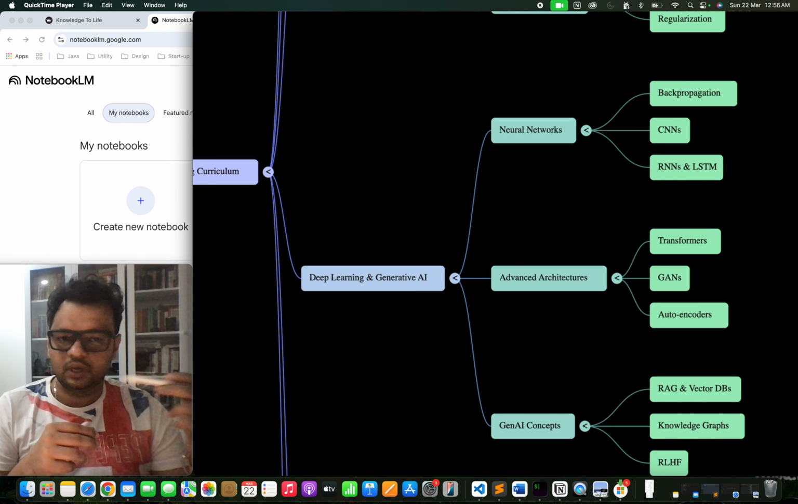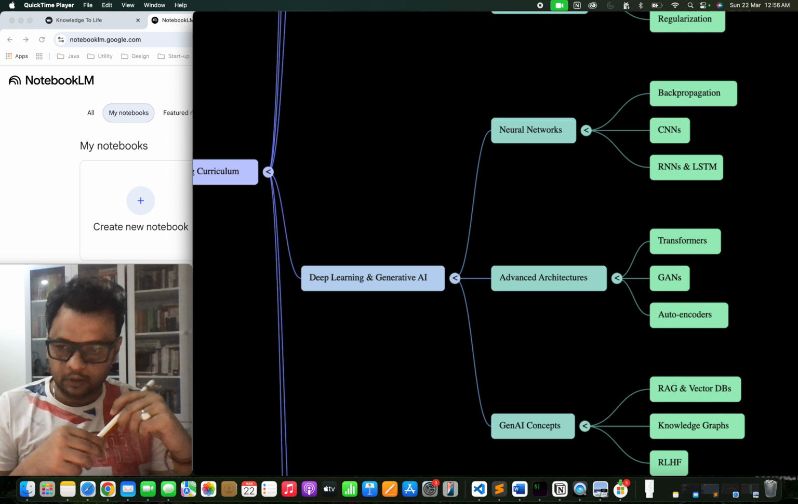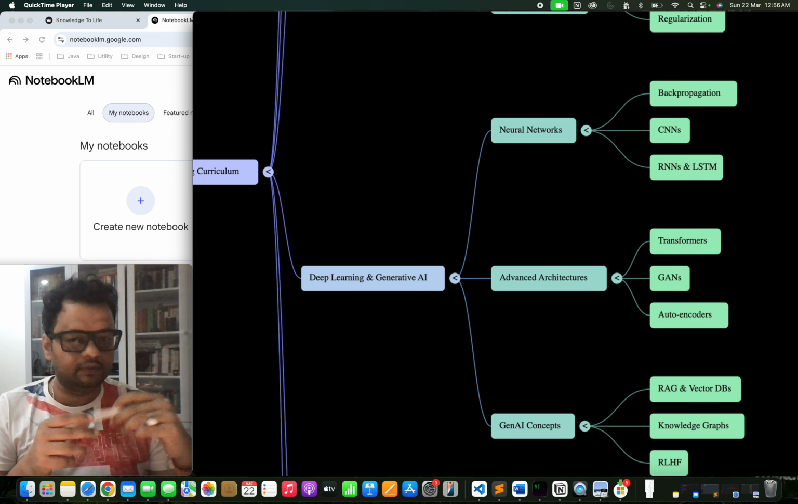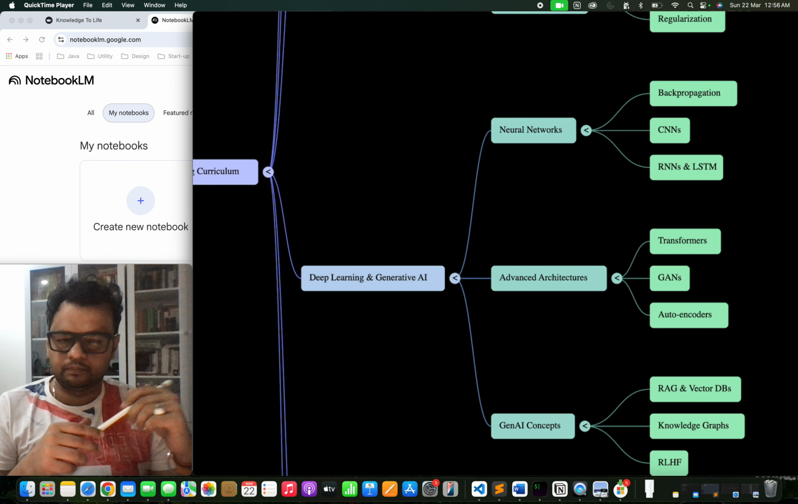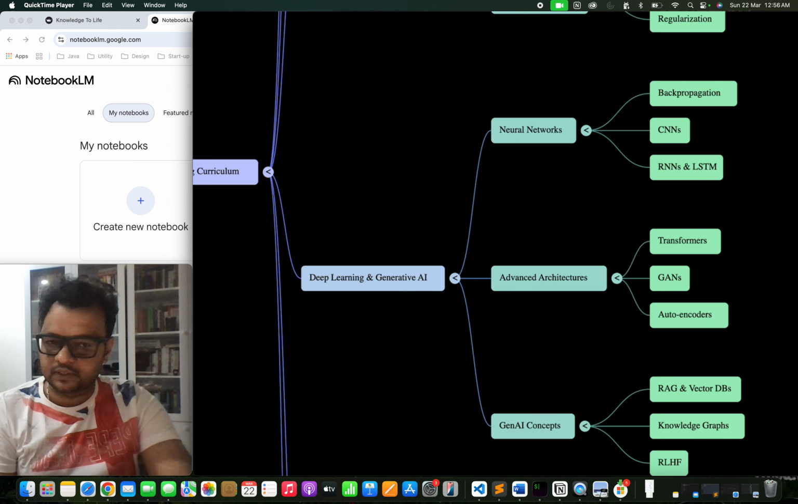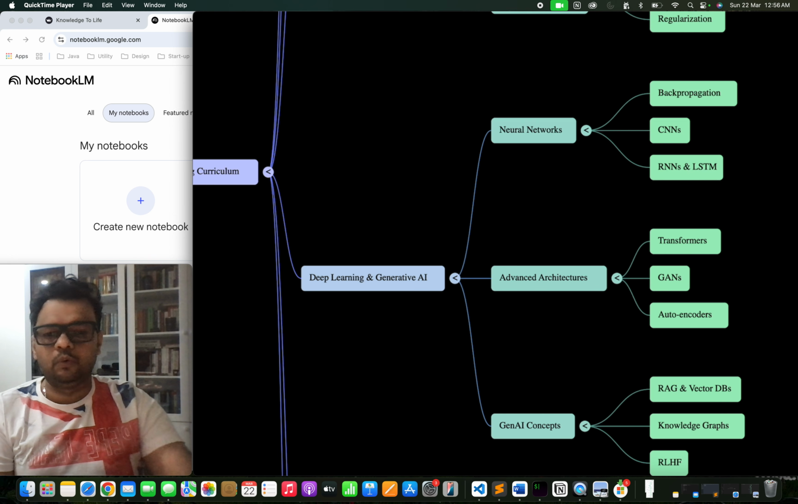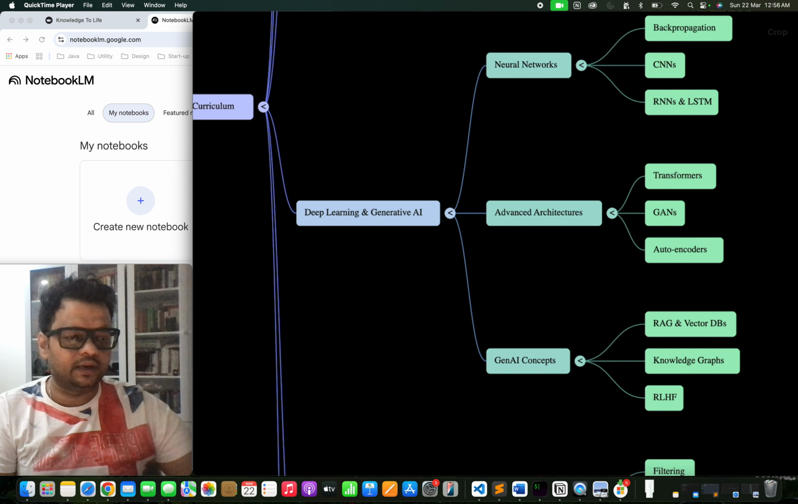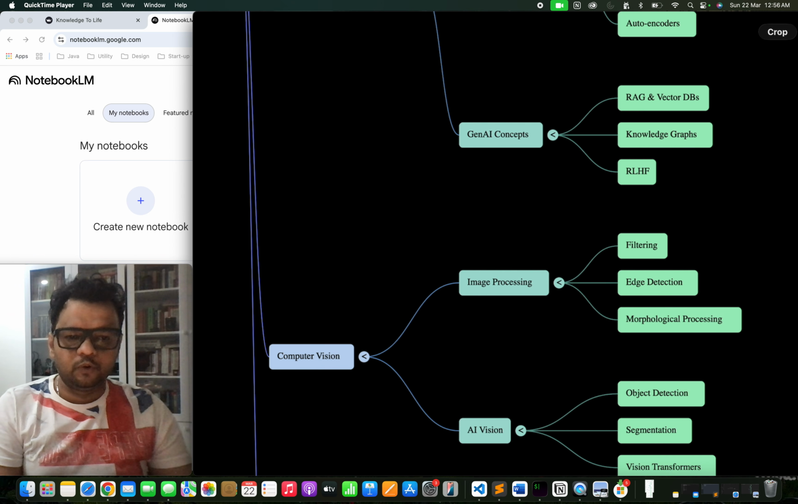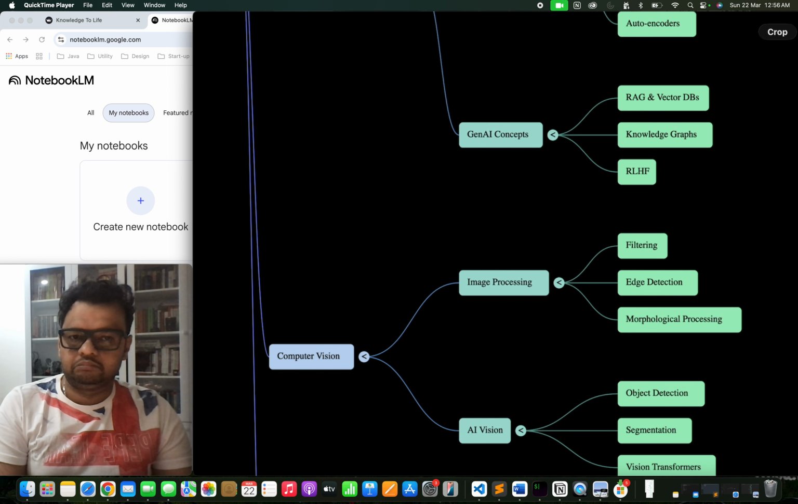advanced architectures. In advanced architectures, we will learn about transformers in depth. Okay, we'll cover everything in detail with hands-on coding examples: autoencoders, generative adversarial networks, which we call GANs, right? Then we'll move into a bit of Gen AI concepts, right, where we'll look into RAGs, vectors, knowledge graphs, RLHF, and all these things.